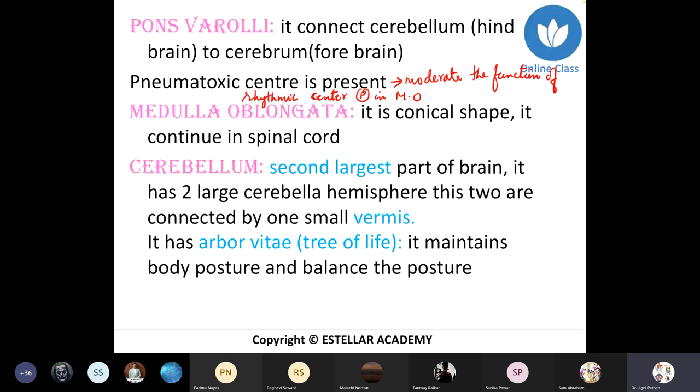Now, what does the pons varolii do? It connects the cerebellum, that is the hindbrain, to the cerebrum, that is the forebrain. What is pons varolii doing there? It connects cerebellum to cerebrum. Pneumotactic center is present in it.